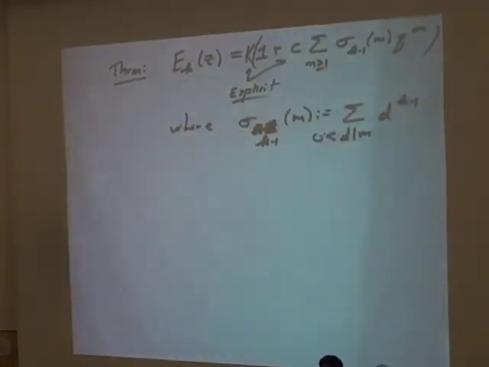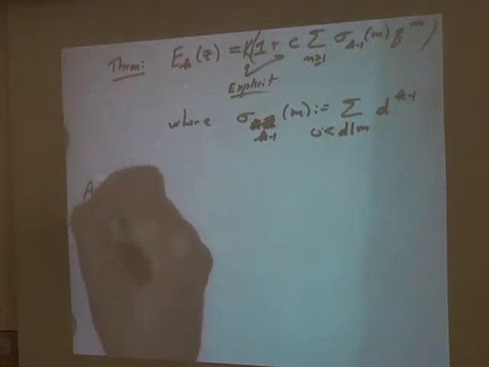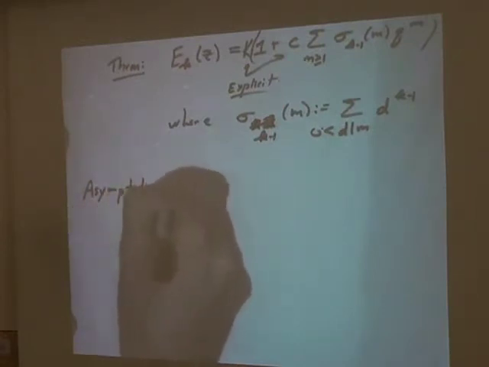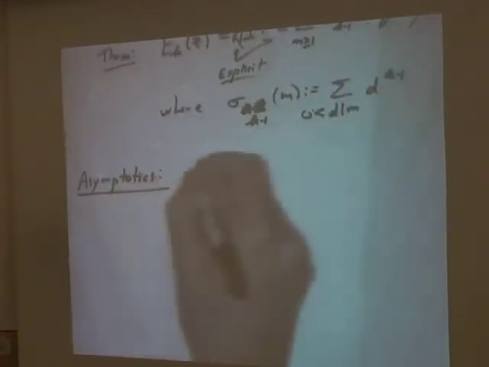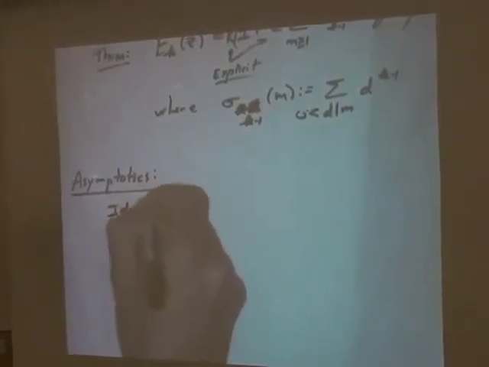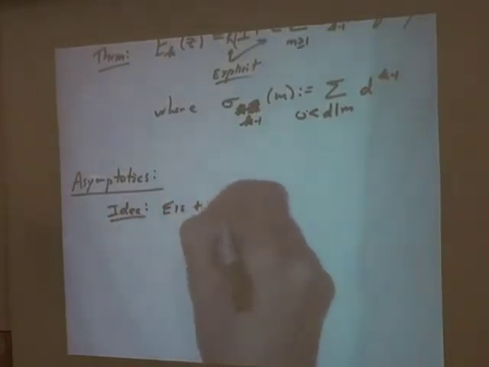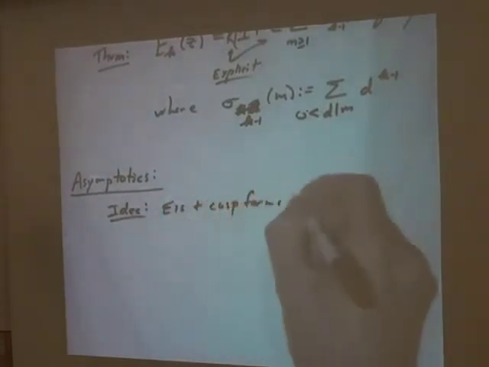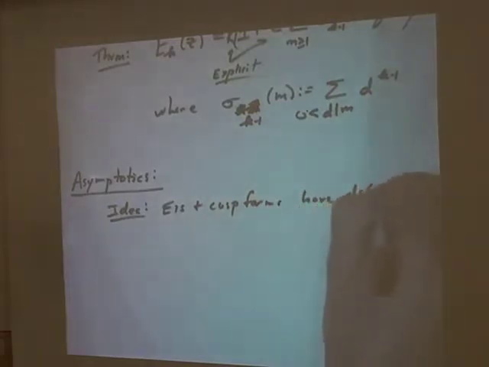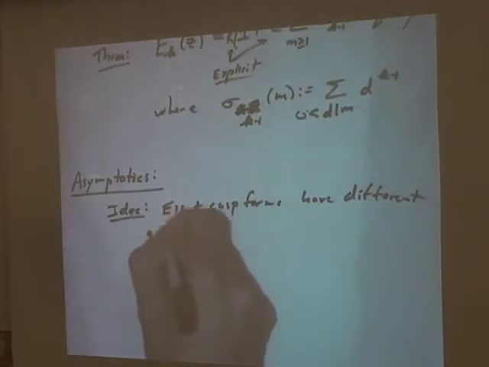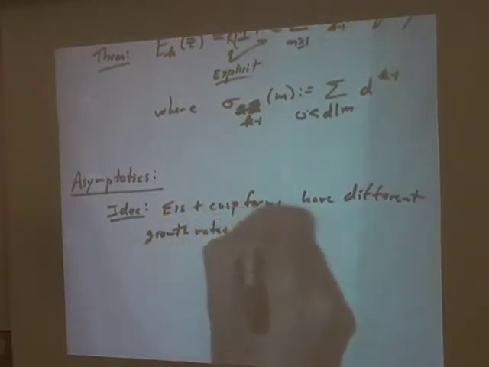In general, if you look at different Eisenstein series for different cusps, they may grow or get smaller, but in absolute value, they'll roughly be about this size fairly often. So you can say the size of an Eisenstein series coefficient. The third thing that I want to say is about asymptotics. The idea is that Eisenstein series and cusp forms have different growth rates of their Fourier coefficients.